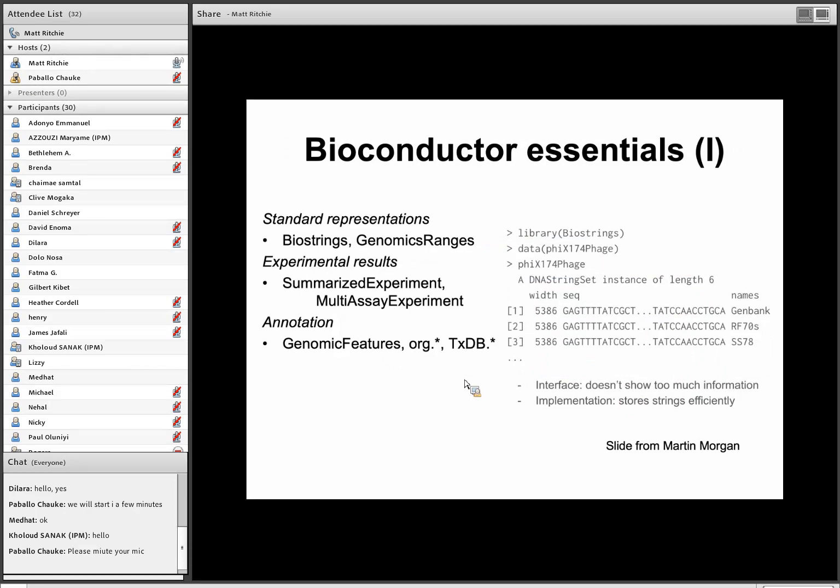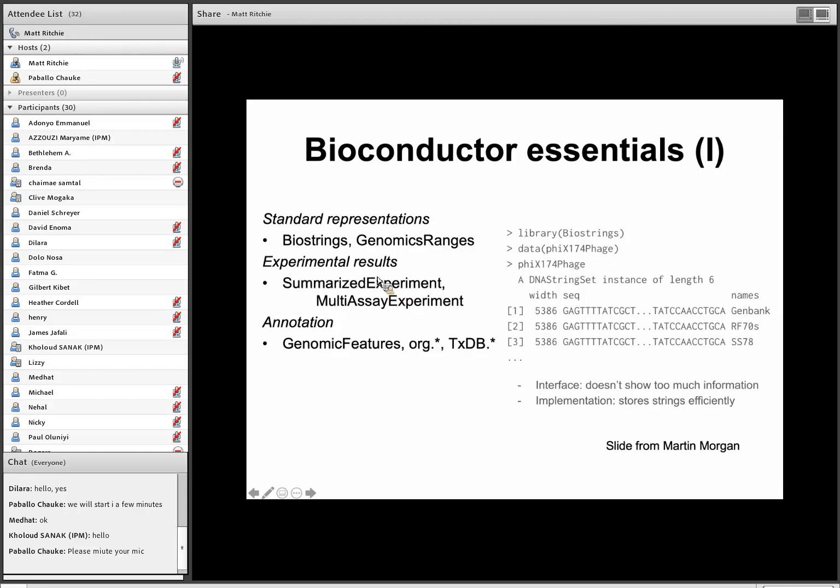So some essentials in Bioconductor that's probably good to know about is the standard representations for DNA sequences in the Biostrings package, and for aligned data in the GenomicRanges package. And here's some code to explore some DNA sequence data. It doesn't give you all the DNA sequence information because that would be quite a lot to print out, it just gives little subsets of that.